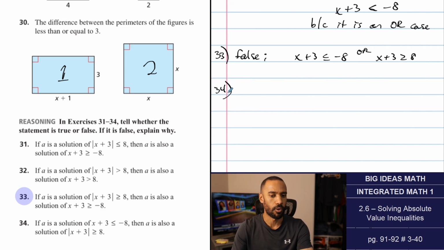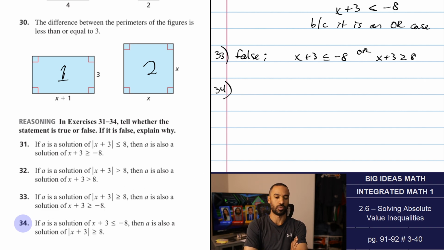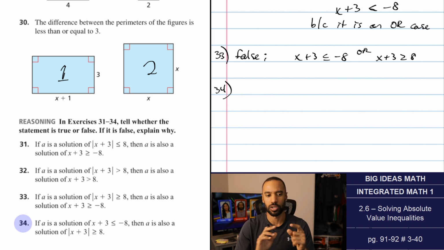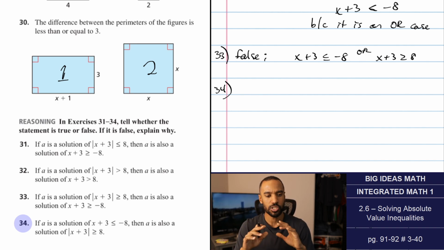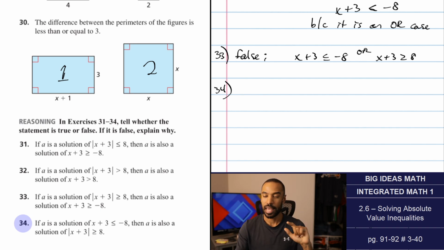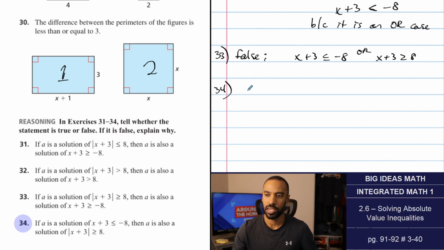Last one, number 34. If A is a solution of x plus 3 is less than or equal to negative 8, then A is also a solution of absolute value of x plus 3 is greater than or equal to 8. So this is a flipped version, not of the top one, but a flipped version where you're saying, if it's a solution of this case, that would be an OR, then it's also a solution of the case that has both split. That would be true.